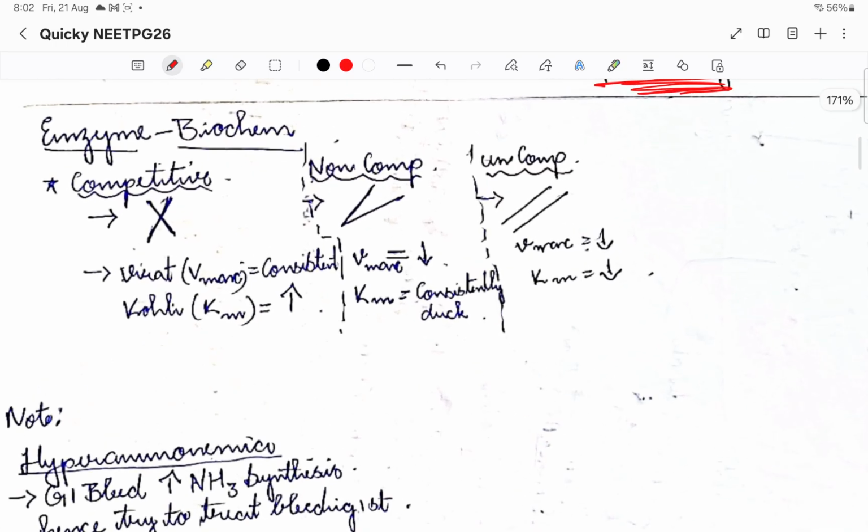Okay, so in competitive inhibition, you know Virat Kohli, right? If Virat is consistent, Kohli will score. Kohli is going to score too much. So that is Vmax and Km. Vmax is consistent, then the Km value will be increased. Whereas if Virat Kohli is non-competent, that means Virat will be low, with low caliber, then he will consistently score ducks.